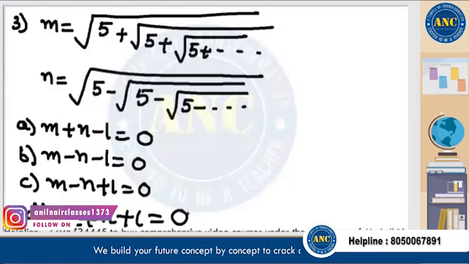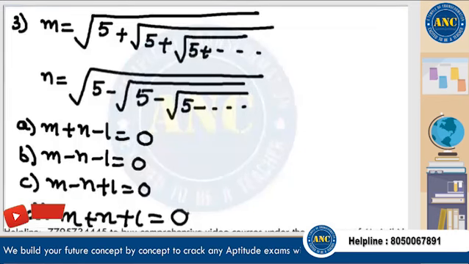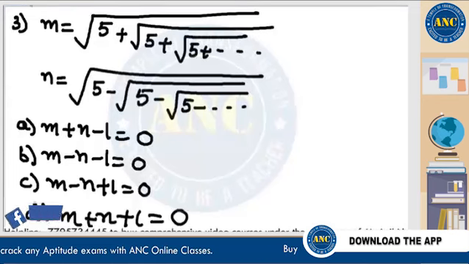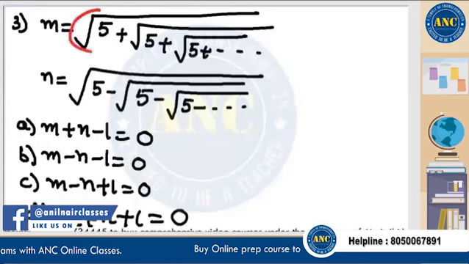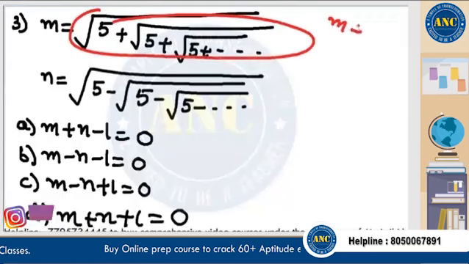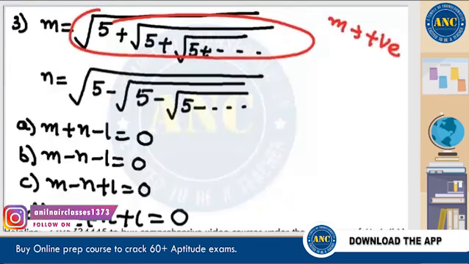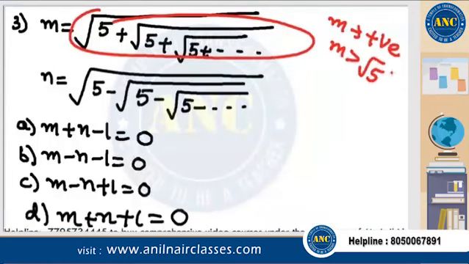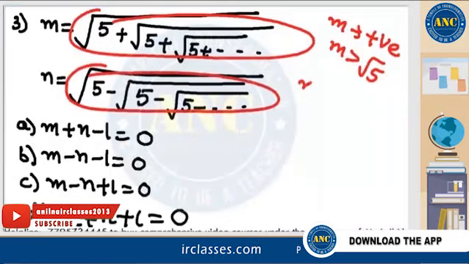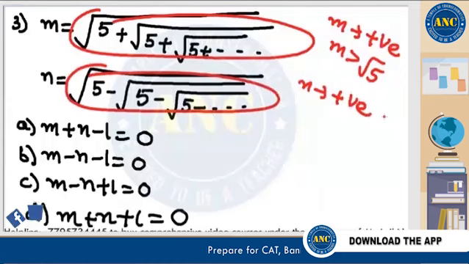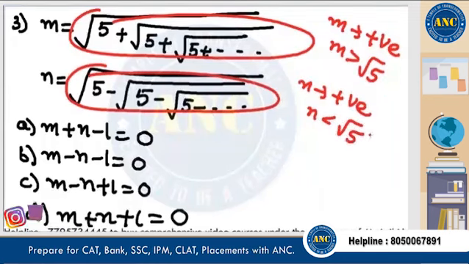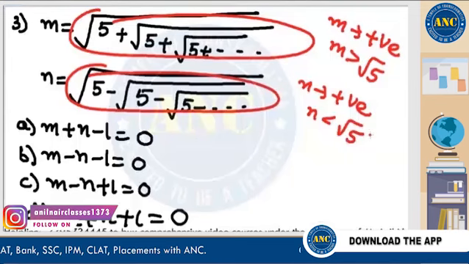M is root of 5 plus root of 5 plus, n is root of 5 minus root of 5 minus. If I am solving this question, can I definitely say that anything under root is a positive value? So M is a positive value. And with root of 5 plus, M will be greater than root 5. N is also an entire under root value, which means n will be a positive value. Root of 5 minus root of 5 minus, so n is less than root 5.